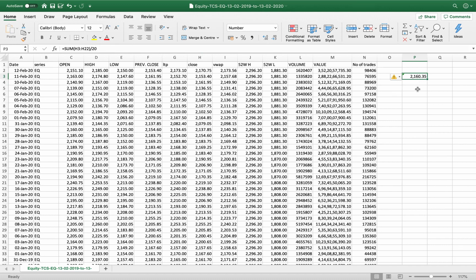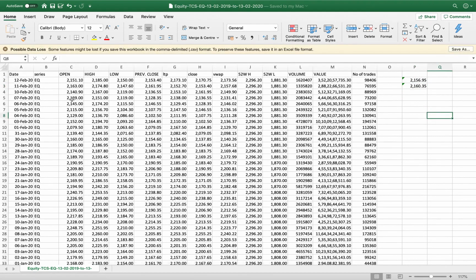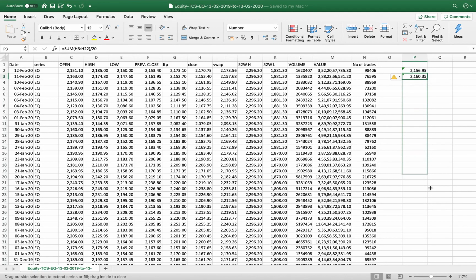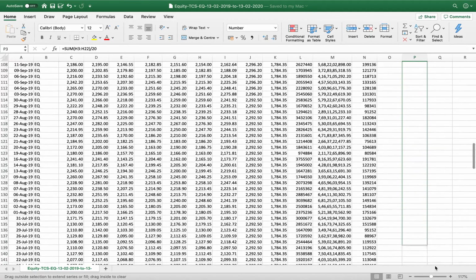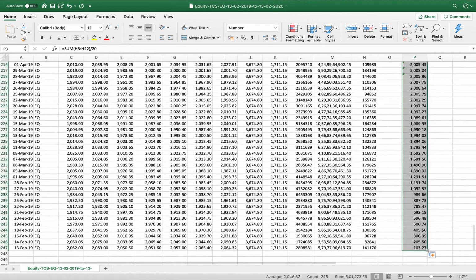Now, how to find the moving average of 12th February? All you have to do is copy and paste, and then you will see that the simple moving average of 12th February is auto-populated here. If you want to calculate the simple moving average for all the days, all you have to do is drag it down to the last cell.